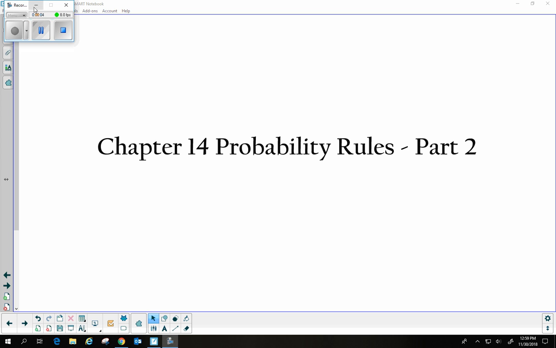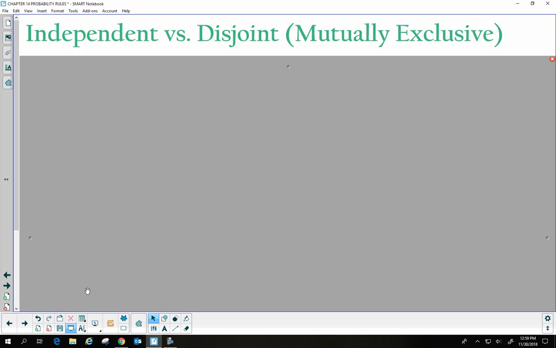Hey, today we're going to finish our discussion on Chapter 14, Probability Rules, and just start with a comment on the terms independent and disjoint. Remember, disjoint also means mutually exclusive. Those are two things that can't happen at the same time. And independent are two events whose probabilities are not affected by one of the events happening.